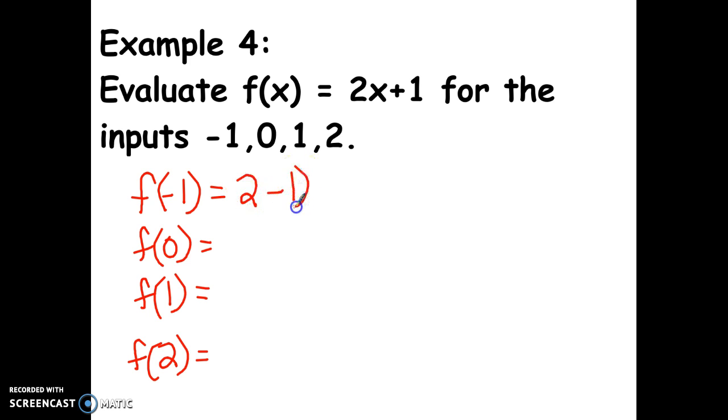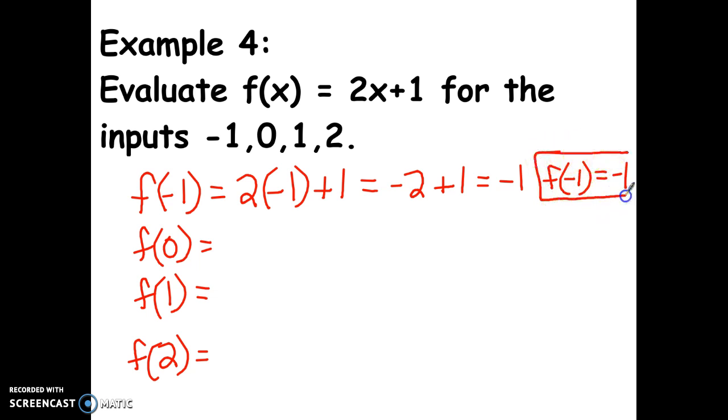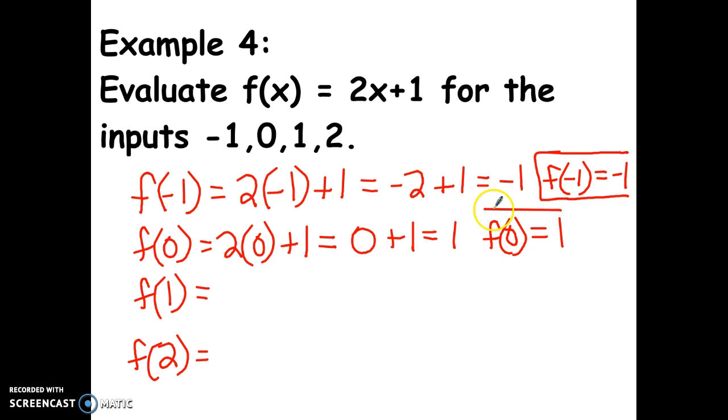So we have 2 times our negative 1 plus 1. 2 times negative 1 is negative 2. Negative 2 plus 1 is negative 1. So f of negative 1 equals negative 1. All right, let's continue. f of 0. So we have 2 times 0 plus 1. 2 times 0 is 0. 0 plus 1 is 1. So f of 0 equals 1.